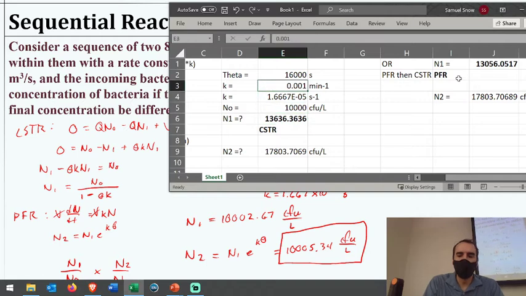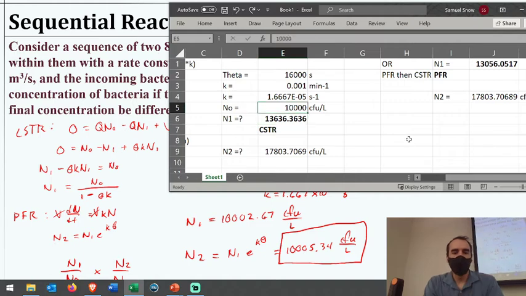We could also bump up the rate maybe. Well, maybe that wasn't a good idea. I don't know what I just did there, but okay. So let's just manipulate the theta. So if we had 16,000 seconds for each of them, then in our CSTR, we have 13,636 versus the plug flow reactor's 13,000 there.